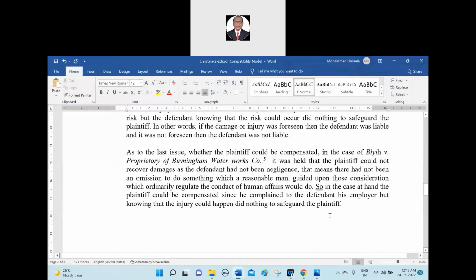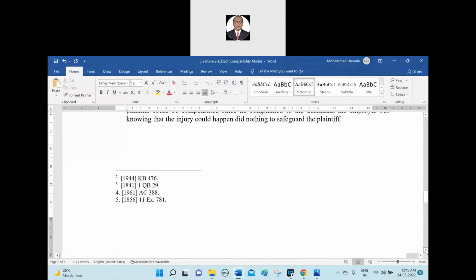Now you tell me, first issue, first paragraph in the application, second issue, second paragraph in the application, third issue, third paragraph in the application, fourth issue, fourth paragraph in the application, last issue, that is the fifth issue, last paragraph in the application. Now conclusion. How do you write the conclusion? See here, KB, it doesn't have the value, but still we can write it in the square bracket. And AC, we don't have the value, but still we can write it in the square bracket. But QB, there is a first issue, it can be written. And of course, this is Exchequer, 11,781, you write it.